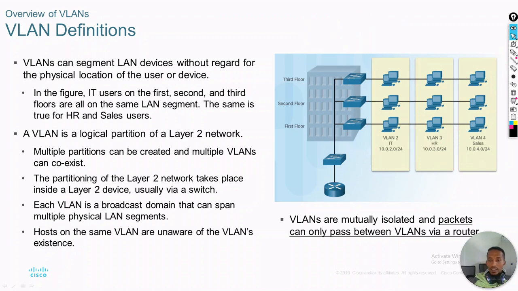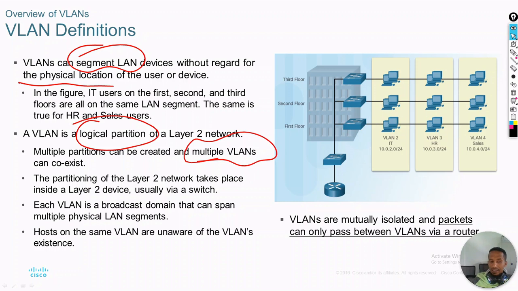So, as we have said, VLANs are used for what purpose? Segmenting a LAN into different VLANs, without regard to their physical location. So what do we say a VLAN is? A VLAN is a logical partition of layer 2 networks. It's not layer 3. Since switches are layer 2 devices, usually we will create multiple VLANs from a single LAN.